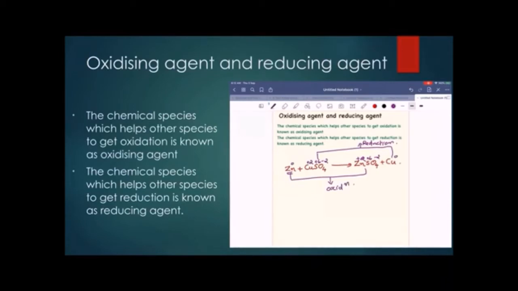So who helped zinc to get oxidation? Copper sulfate. So copper sulfate is the oxidizing agent. Similarly, who undergoes reduction? The copper sulfate to copper. That conversion is a reduction reaction. Copper sulfate undergoes reduction when it reacted with zinc. So zinc helped copper sulfate to undergo reduction. So zinc is the reducing agent.